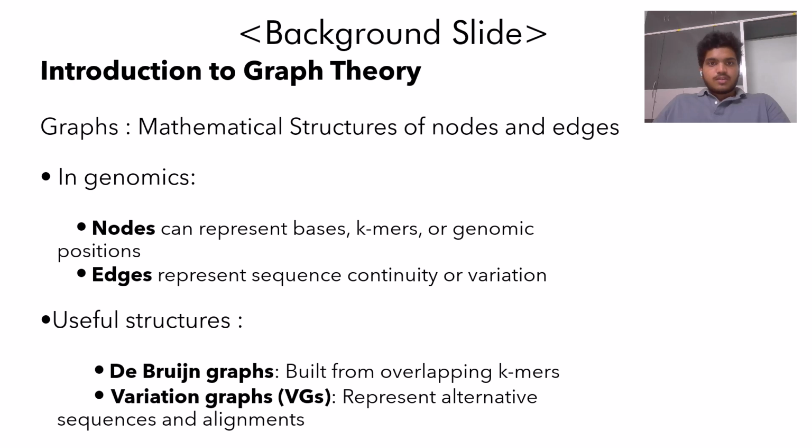Introduction to graph theory. A graph is just a bunch of nodes connected by edges. In our case, each node can represent a DNA base or a group of bases. The edges show how they are connected, like in an actual DNA sequence. We use two types of graphs: de Bruijn graphs, which are great for reconstructing sequences from smaller parts, and variation graphs, which help us compare differences between sequences.